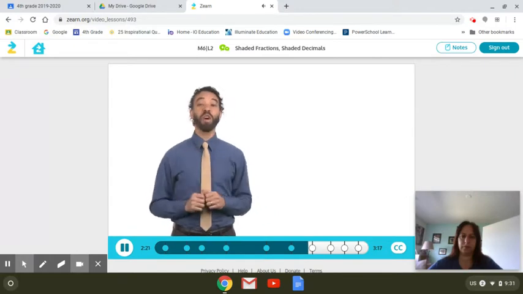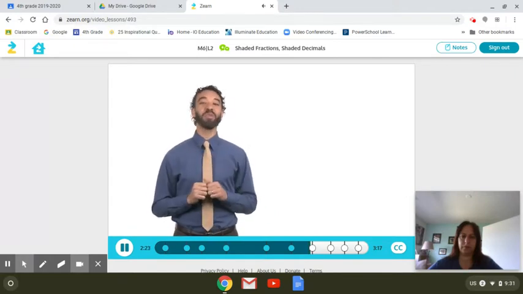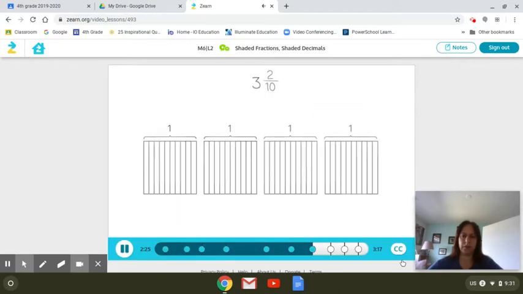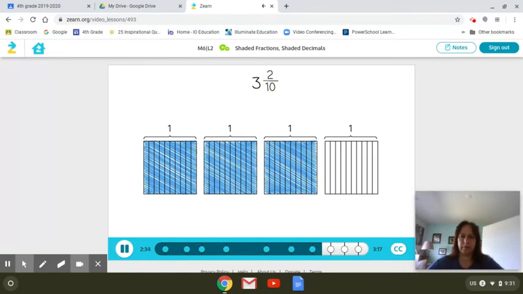Let's try one more on for size. I know you'll give it your all. Let's get through this. So, 3 and 2/10. First, I shaded 3 wholes to show the 3 ones. And then I shaded 2 more tenths.